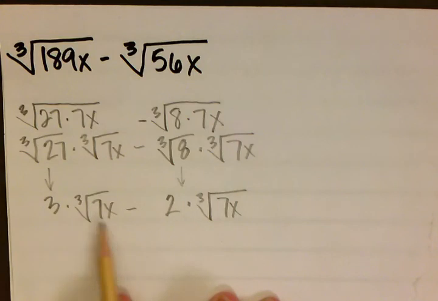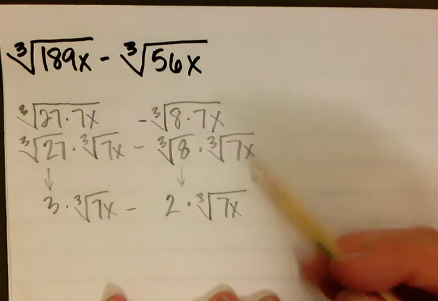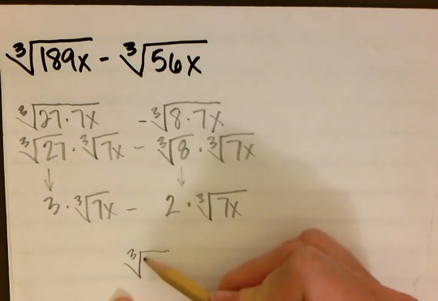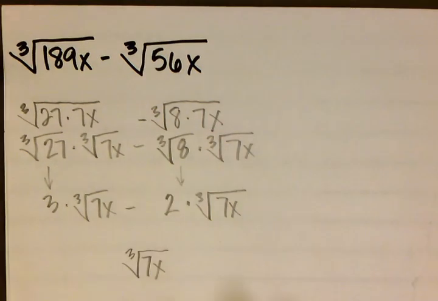We have 3 cube root 7x minus 2 cube root 7x. So 3 minus 2 is 1. So we're left with 1 cube root 7x, or just cube root 7x, and that is our answer.